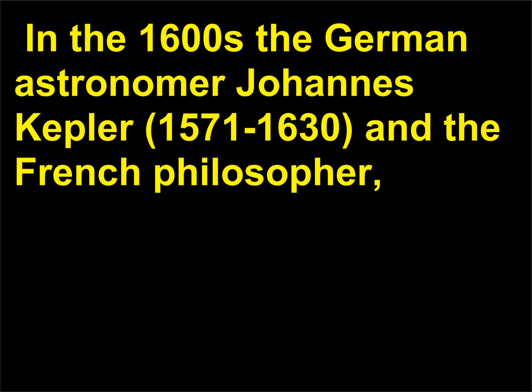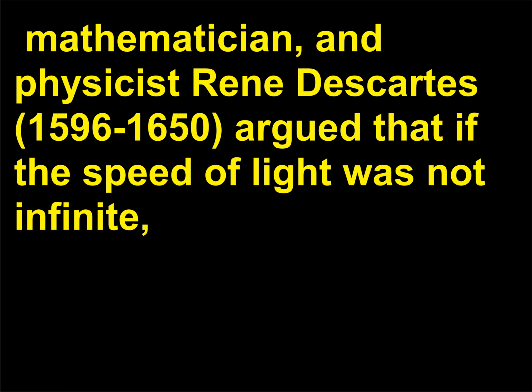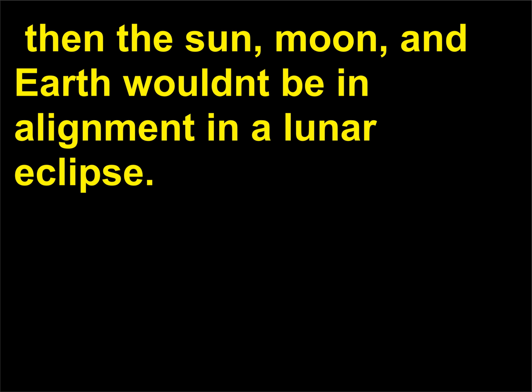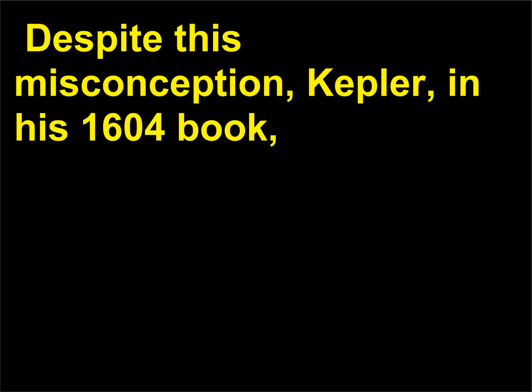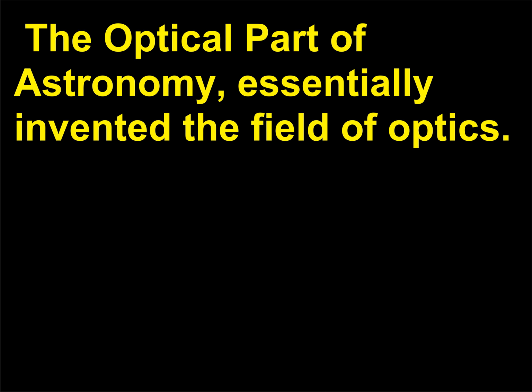In the 1600s, the German astronomer Johannes Kepler, 1571 to 1630, and the French philosopher, mathematician, and physicist René Descartes, 1596 to 1650, argued that if the speed of light was not infinite, then the Sun, Moon, and Earth wouldn't be in alignment in a lunar eclipse. Despite this misconception, Kepler, in his 1604 book, The Optical Part of Astronomy, essentially invented the field of optics.